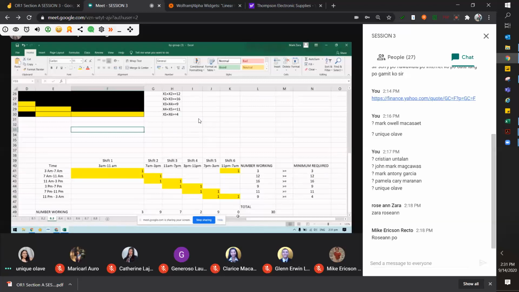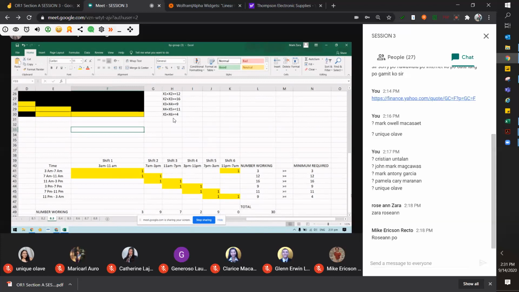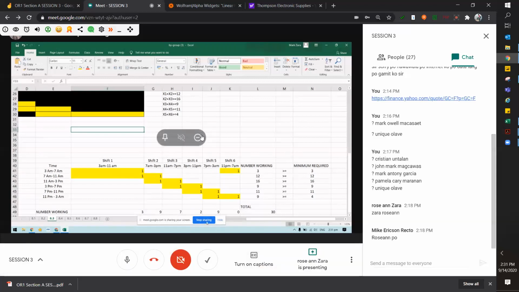So, siguro ituro natin to in detail sa Simplex. Okay, salamat po. Pero nakakalito to. Ito yung ayaw ko ring problem eh.